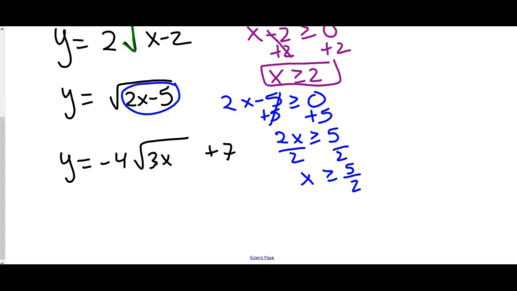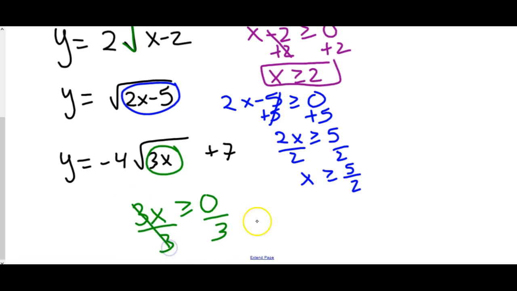On the last one, you just have to be careful. This plus 7 is not under the square root, so you're only using the 3x greater than or equal to 0. Nothing to add or subtract on this one, but we can divide both sides by 3. So x is greater than or equal to 0 divided by 3, which is 0. So when you find the domain, you just take what's under the radical, set it greater than or equal to 0, and solve.